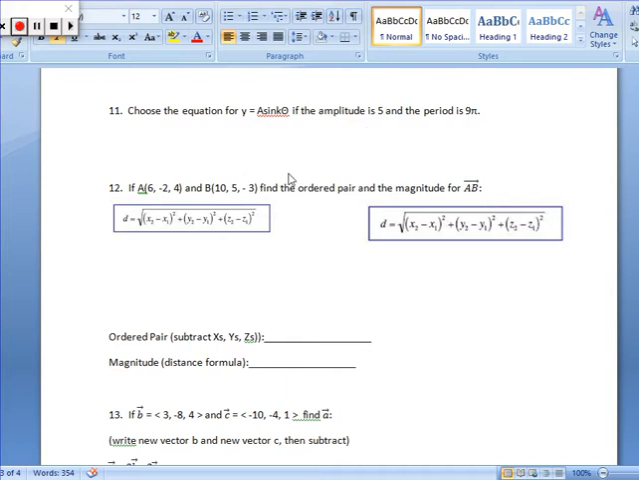Let's see. Choose the equation. If I have A sine K theta, the one thing you need to remember here is period is equal to 2 pi divided by K. So it says that my period is 9 pi, so I have 9 pi is equal to 2 pi over K. And when we cross multiply, I'm going to get K times 9 pi equals 2 pi.